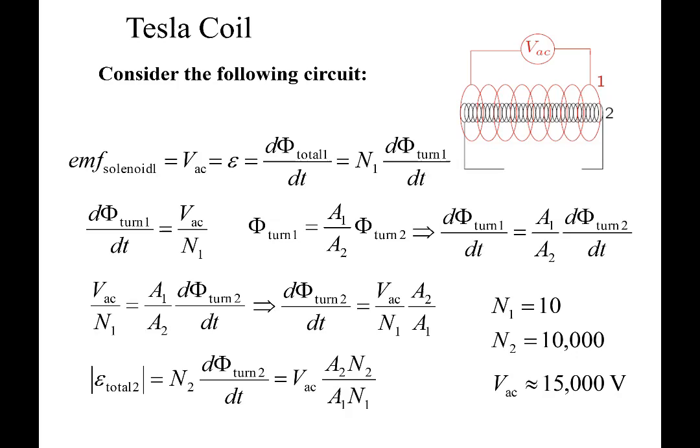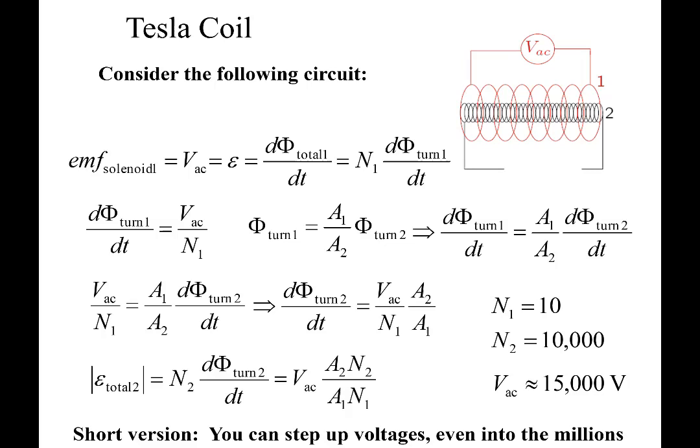But if you do a rough estimate in terms of quick calculations, N2 over N1 is a factor of 1,000. And if A2 over A1 is, say, a factor of an eighth or something like that, multiply that by the input voltage of 15,000 volts, I think you can see that the voltage induced in coil 2 is somewhere in the millions of volts.